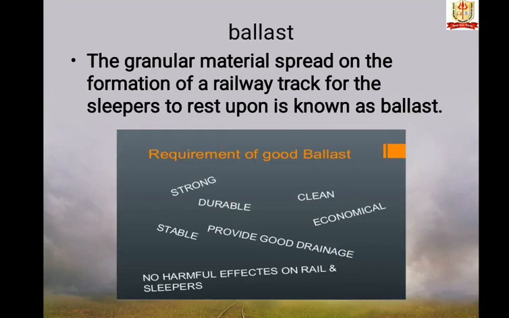Ballast. The granular material spread on the formation of a railway track for the sleepers to rest upon is known as ballast. Requirements of good ballast: ballast should be strong, durable, clean, economical, provide good drainage, stable, and have no harmful effects on rail and sleeper.